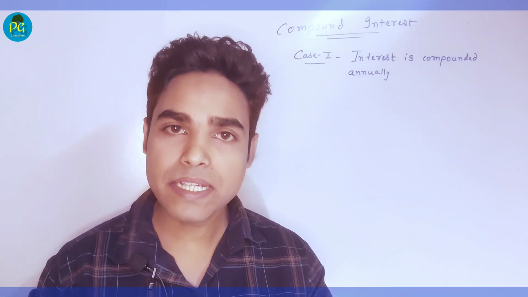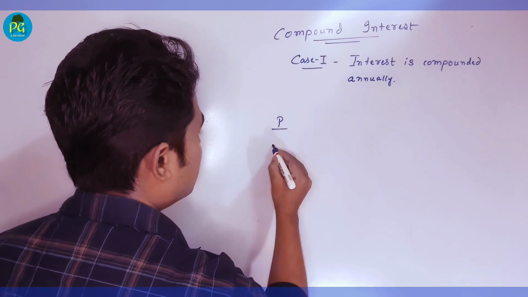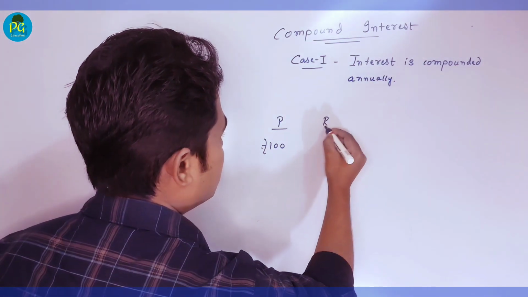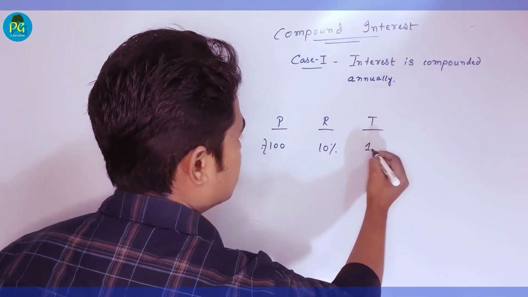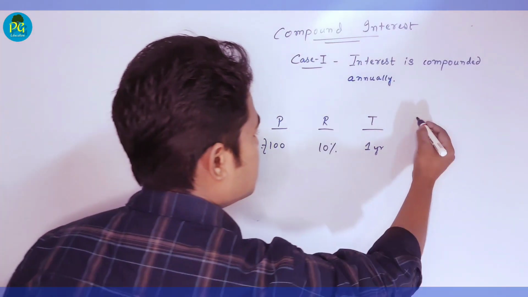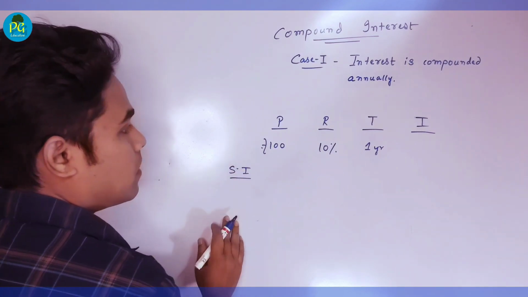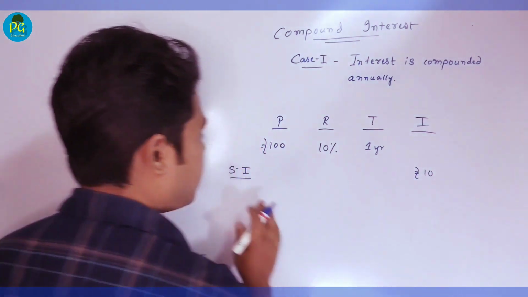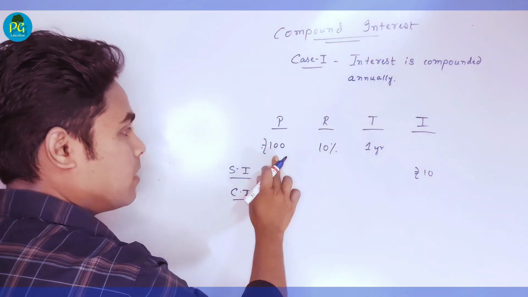To understand compound interest clearly, let us first understand the difference between simple interest and compound interest. Suppose I have taken a loan of 100 rupees from a bank, which is my principal, at the rate 10%, and time 1 year. So what will be my interest after 1 year? In case of simple interest, 10% of 100 is rupees 10. So rupees 10 will be my simple interest. In case of compound interest, it is also 10% of 100, so it is also rupees 10.